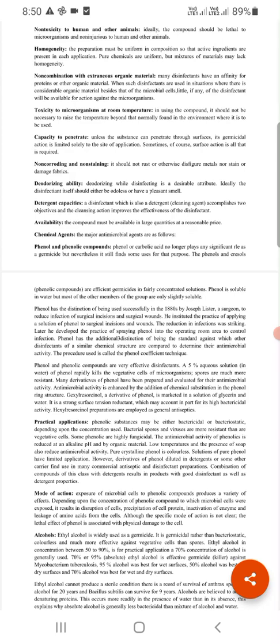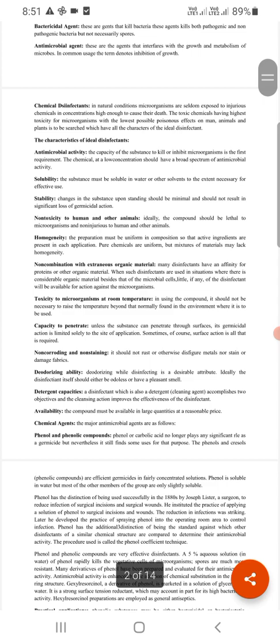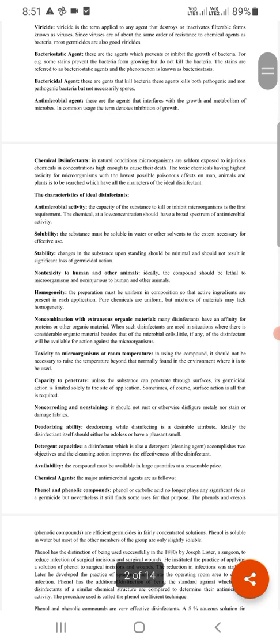The chemical that you are using as a disinfectant should be available to a normal human being at the cheapest cost possible.